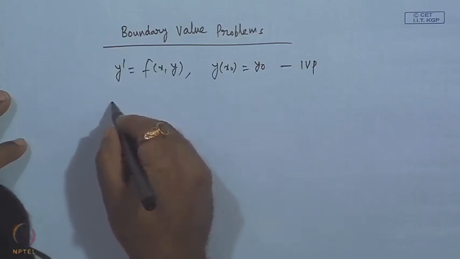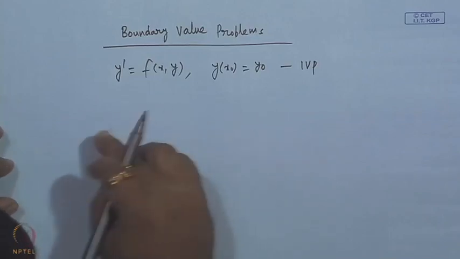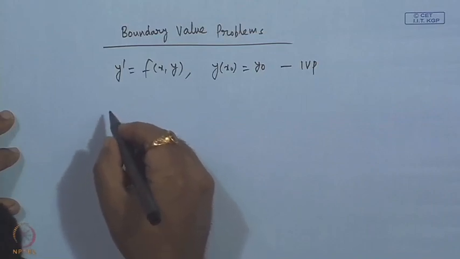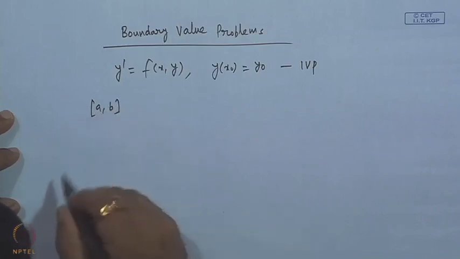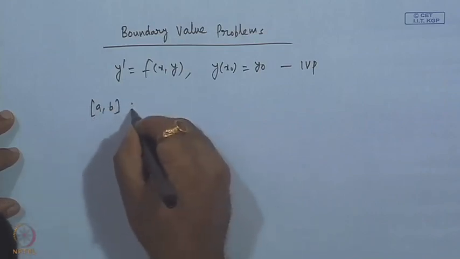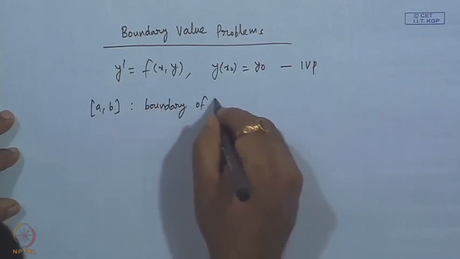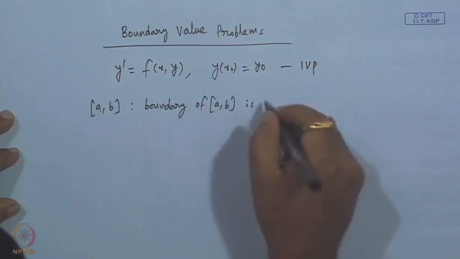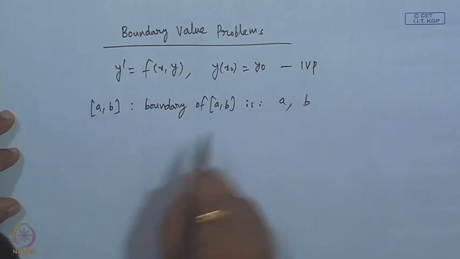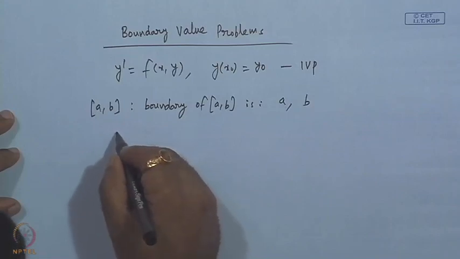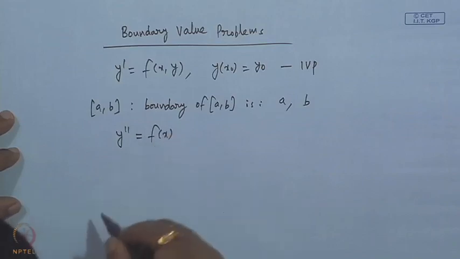Now, since we are proposing a boundary, for a boundary we need at least more than one point. For example, if you consider a domain AB, what is the boundary? The boundary of AB is A and B. So these are the boundary points. Therefore, we expect a kind of second order equation, say, this is the simplest I am writing.